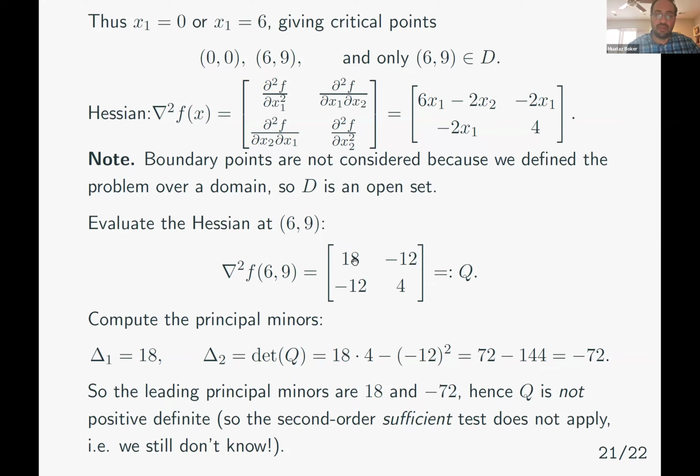So for a 2 by 2 matrix, you look at this element and the determinant of the matrix. This element is 18, so it's positive. The determinant is minus 72. So Q is not positive definite, and the second order sufficient test does not apply. It's not conclusive. So we don't know. That's the key here.